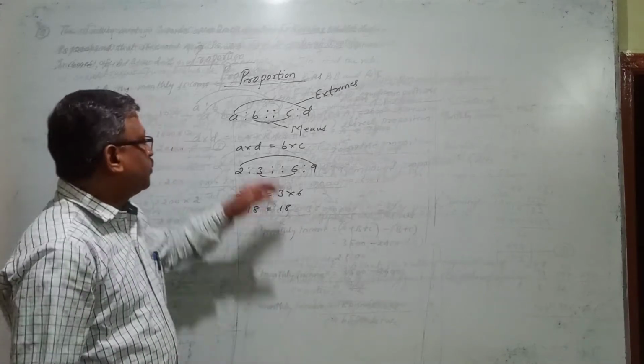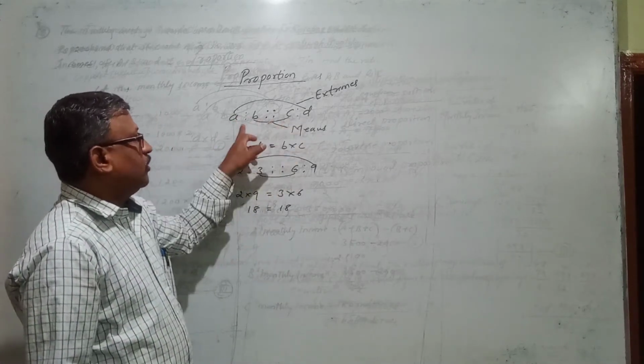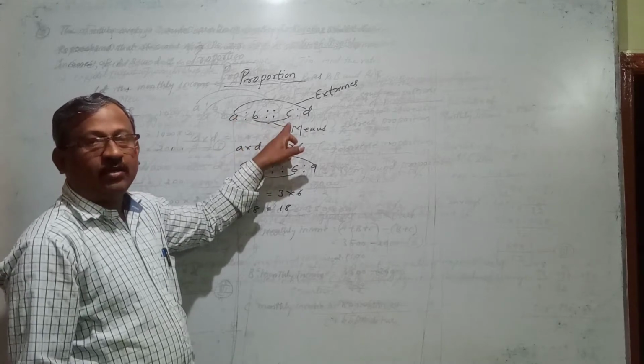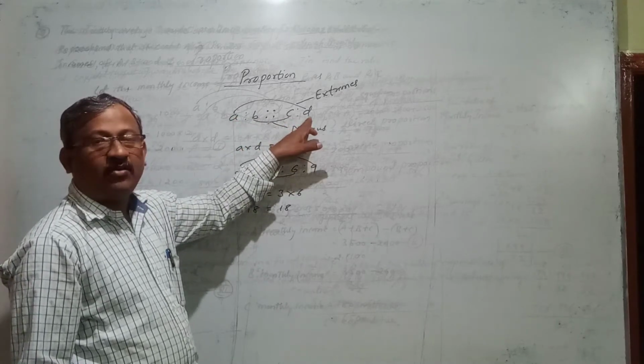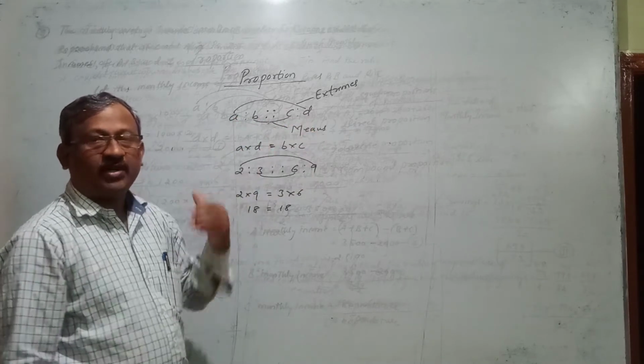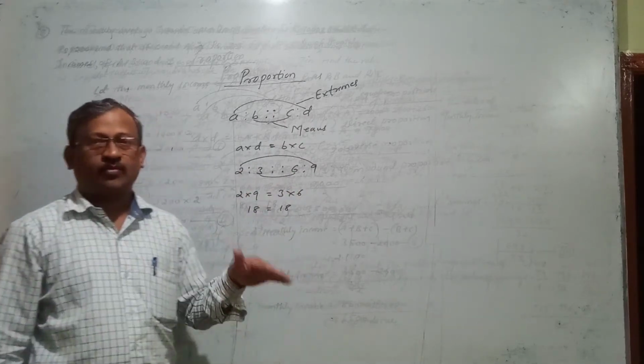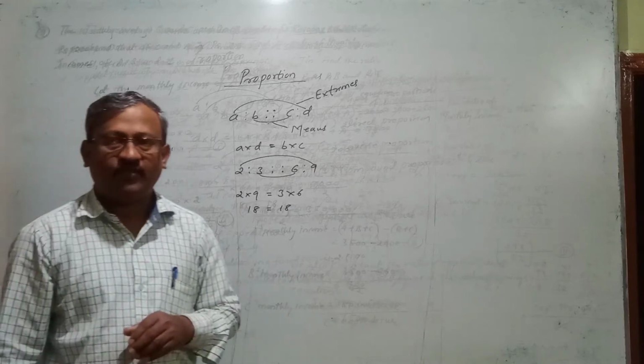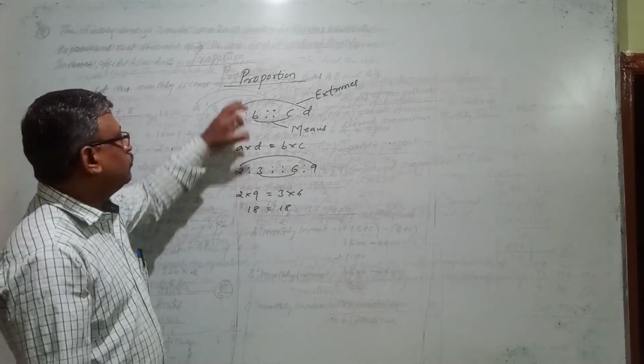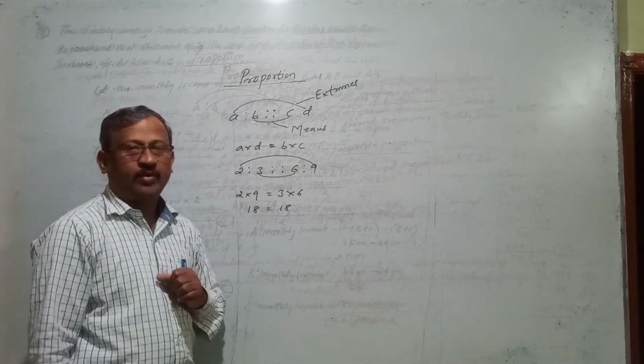Out of these four terms, if you know any three terms, we can easily determine the fourth term. To determine the fourth term, we make use of this rule: in proportion, the product of extremes is equal to the product of means. So this is the basic of proportion.